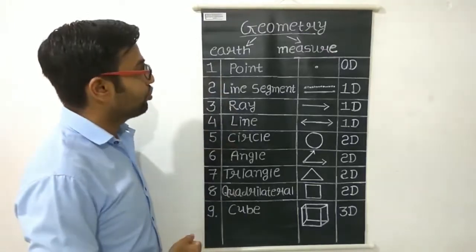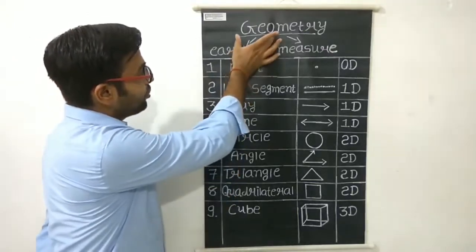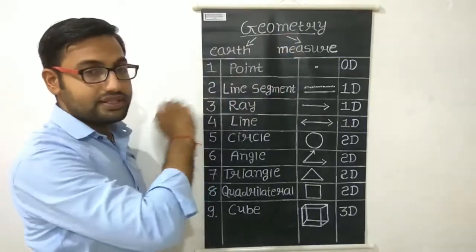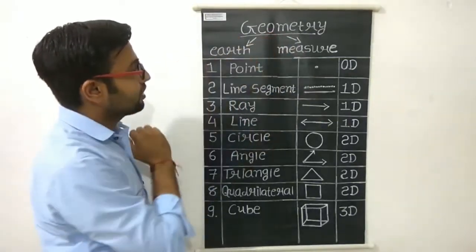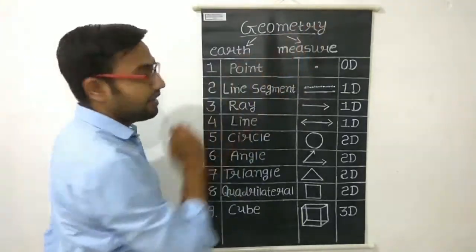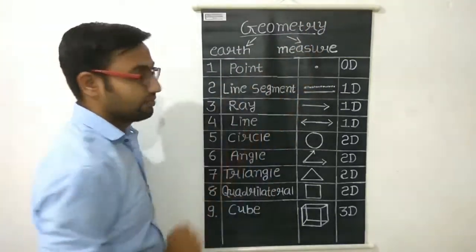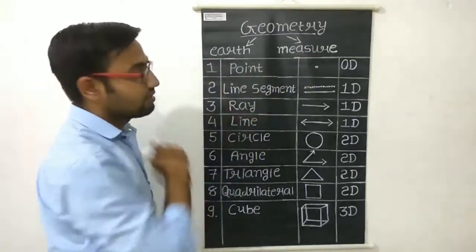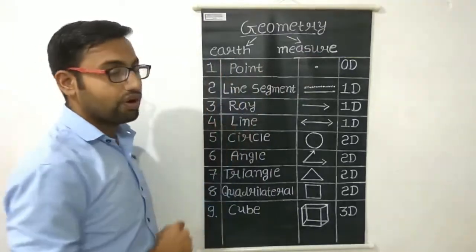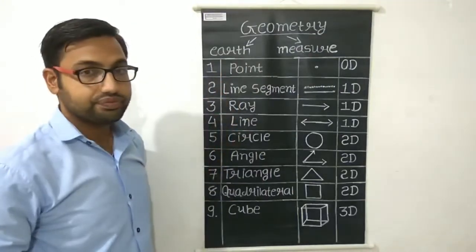So what is the meaning of geometry? The word geometry is actually divided into two parts. One part, geo, means the earth, and the second part, metry, means the measure. So the meaning of geometry is measurement of earth, or earth measure.